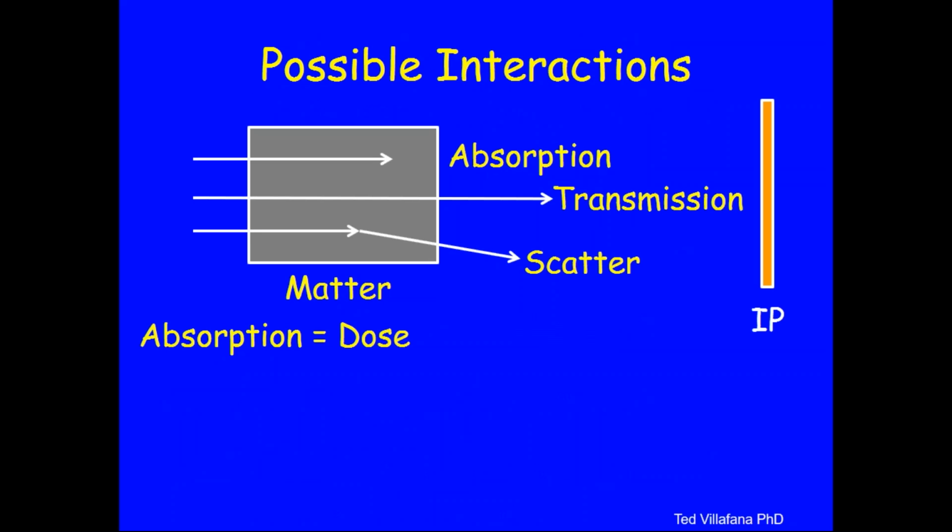And these are the three possibilities. As the radiation goes through the material, a certain amount is transmitted.